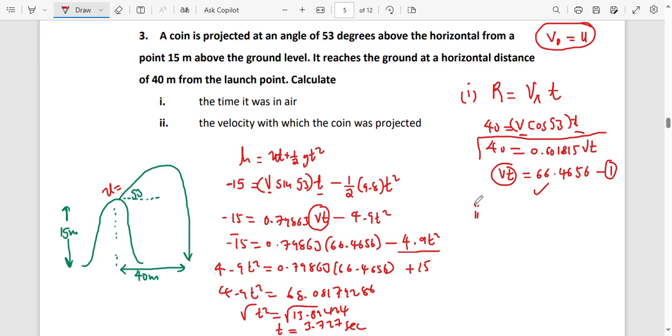So that will be part 2. I'll just now make v the subject of the formula. So v is equal to 66.4656 over t, and the t is what we found as 3.7274. Therefore, v is going to be equal to 17.828 meters per second.